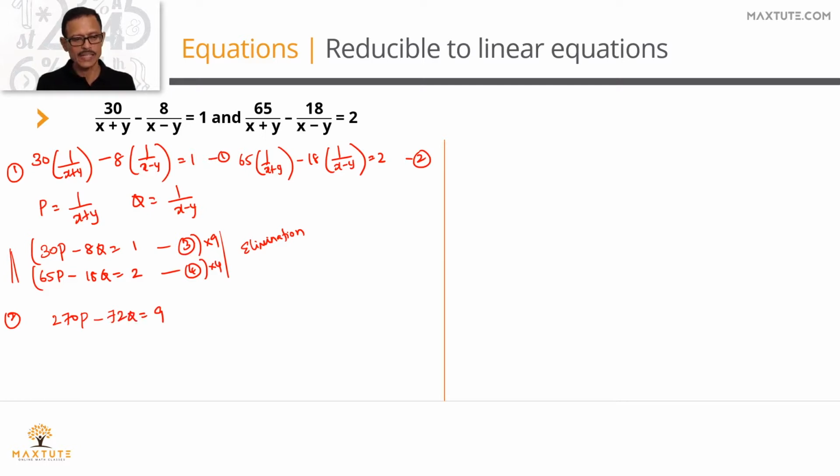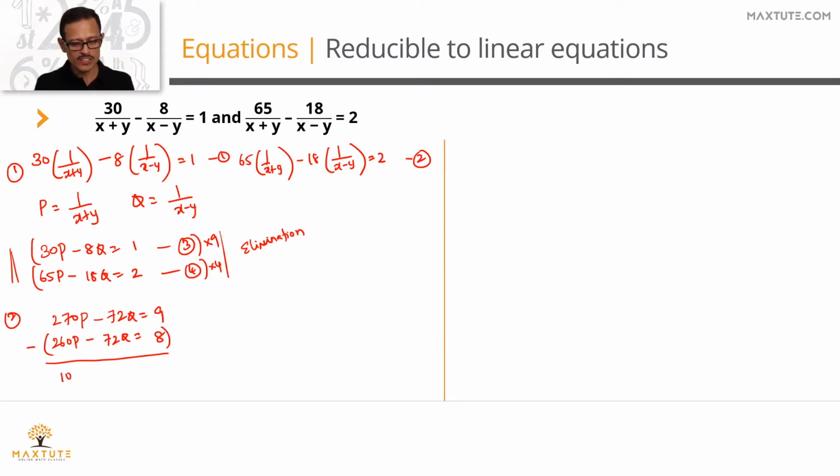This is equal to 9. 1 9s are 9. Second equation, 65 into 4 is 260, 260p minus 18 into 4, which is 72q, 2 into 4 is equal to 8. So let's solve these two equations by subtracting the second equation from the first one, whatever is the lower equation.